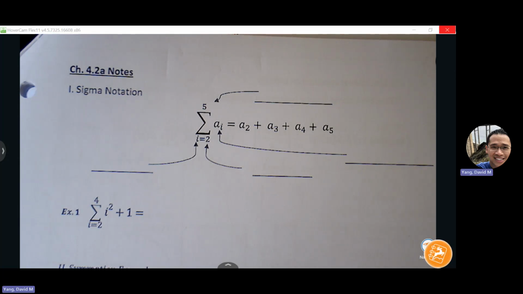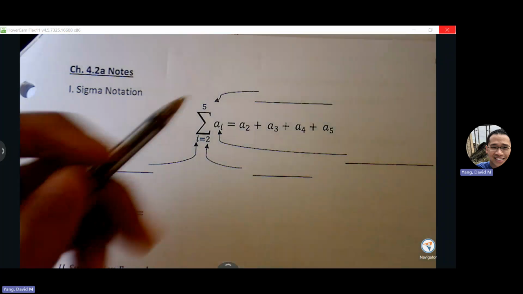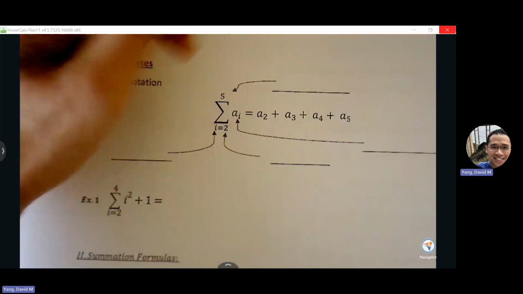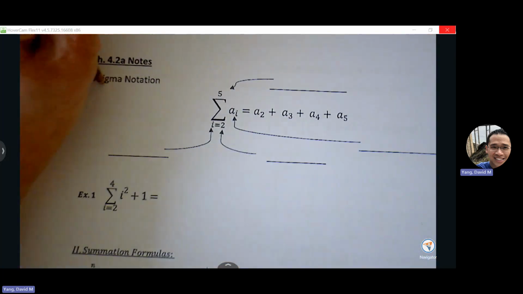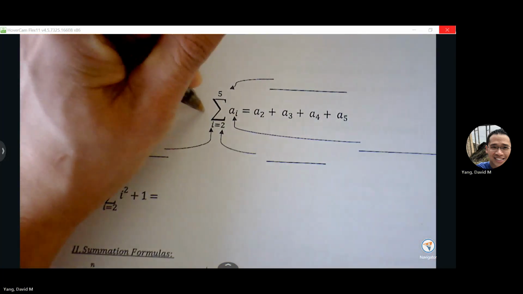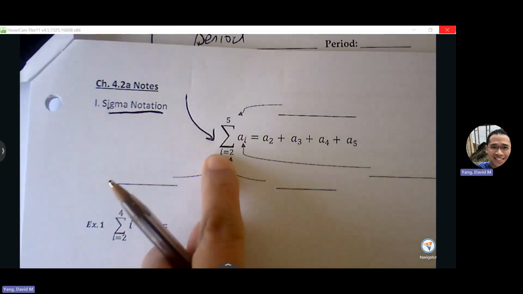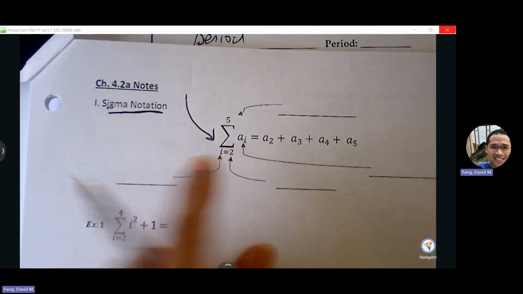Okay, so sigma notation, we're going to need this later on when we want to add a lot of areas of rectangles together. So first, this is a sigma notation. And all this means is that this is a symbol to indicate that we want to add a bunch of terms together.